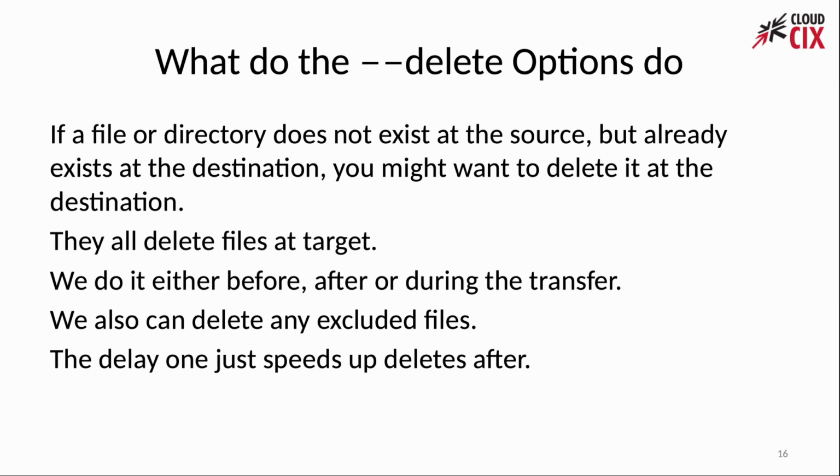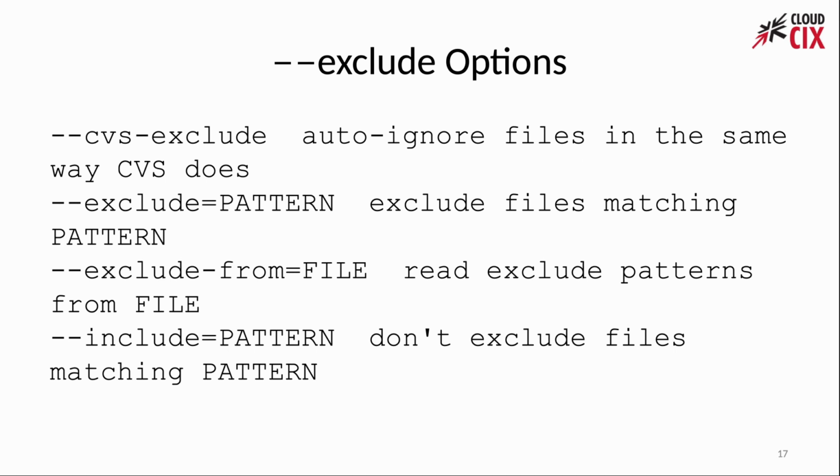What do these various options do? Again, if it doesn't exist at the source, but already exists at the destination, you might want to delete it. All of them only delete files at the target, and then you can choose to do it before the transfer, after the transfer, or during the transfer. And we also have the option of deleting any files that we have excluded. And the delay is just an additional option that speeds things up in the specific case where you have chosen to do a delete after. Exclude options: you can type what you want excluded.